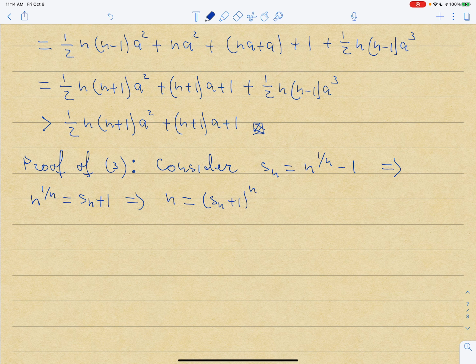And by the fact that we just established, this is greater or equal than one half n times n minus 1 times, so my a now is S_n, so times S_n squared plus n S_n plus 1.